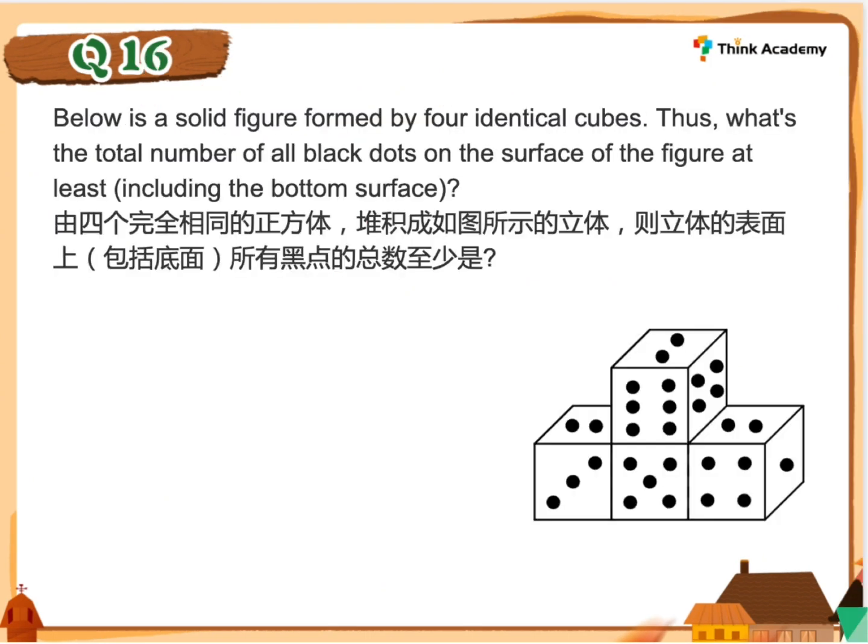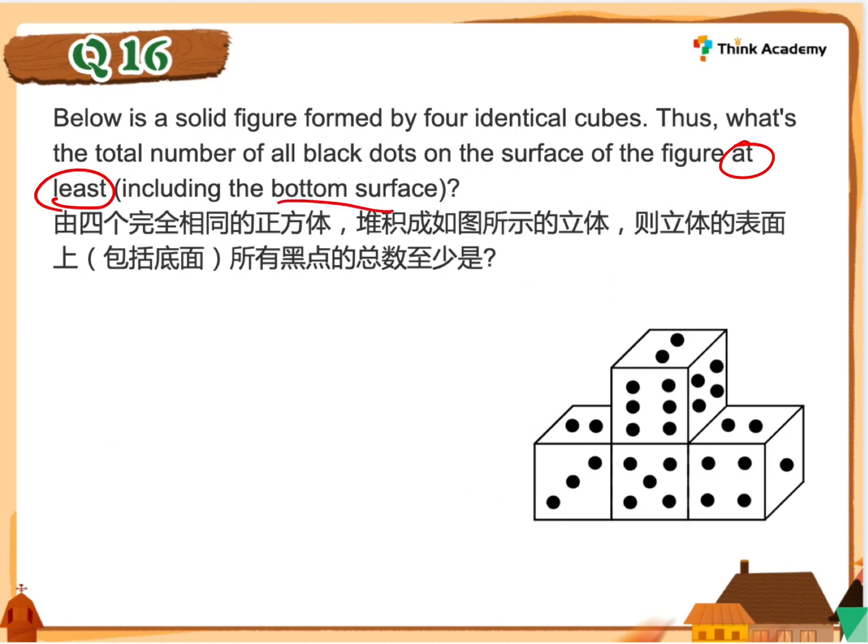Hi guys, let's see question 16. This question is about the opposite sides in the cube. Okay, so let's see the question first. Below is a solid figure formed by 4 identical cubes. Thus, what's the total number of all black dots on the surface of the figure at least? Okay, at least is very interesting, including the bottom surface.